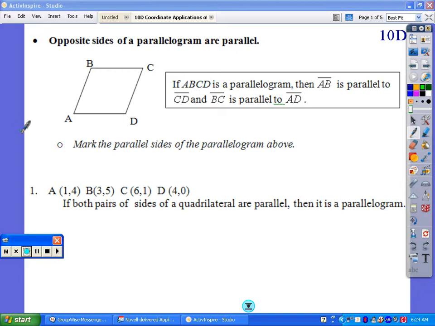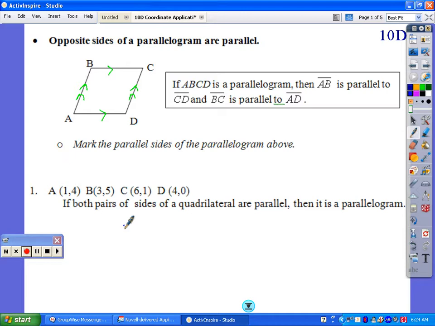And the first one is opposite sides of a parallelogram are parallel. So if we look at this diagram in a picture, for them to determine if they're parallel, they need to have the arrow. So we need to know that BC is parallel to AD and BA is parallel to CD. And the arrows indicate that the opposite sides are parallel. So we mark the parallel sides of the parallelogram above.